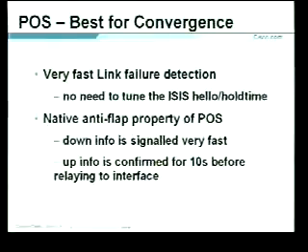So POS is the best link layer that you can use if you care for convergence. It will give you a very fast link failure detection. Really, do not tune I-SPF hellos if you have POS interface. It will give you no benefit. It will only cause you problems because you make your network less stable for nothing. So don't tune them down. And POS is also nice for the way up because it will confirm that the link is indeed back up for 10 seconds before communicating it to I-SPF.